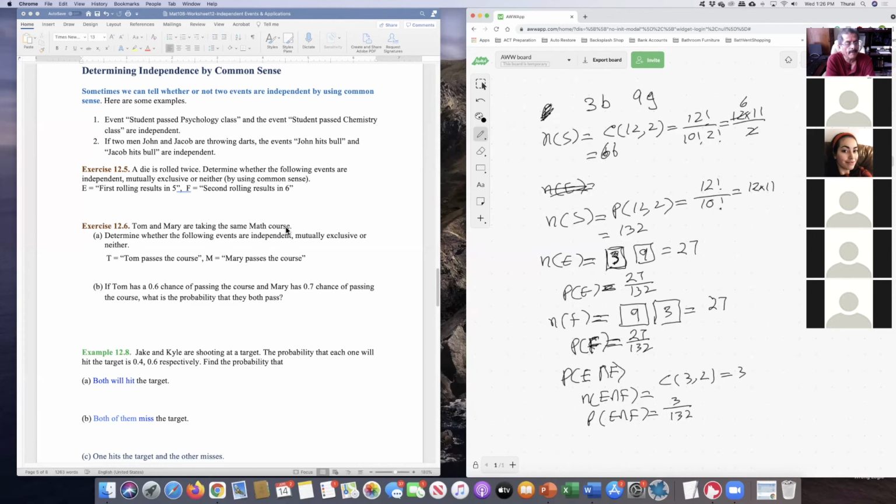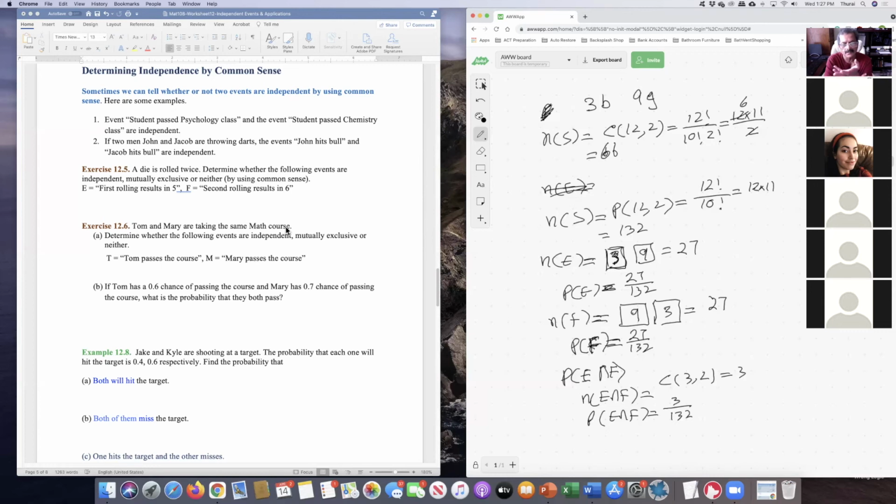Why? Because they can depend. If the first one is going to be 5, then the second one might be 6. In other words, to determine independence, you have to think about whether one affects the other or not, right? So if I get a 5 in the first rolling, does that affect the chance of getting 6 in the second rolling?